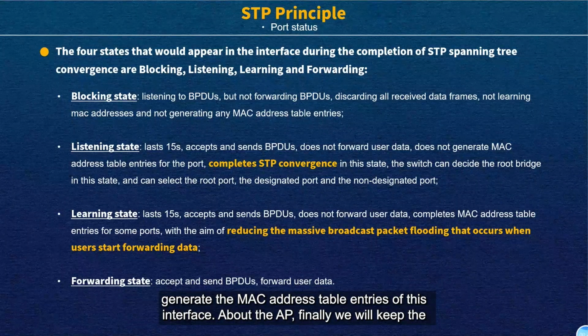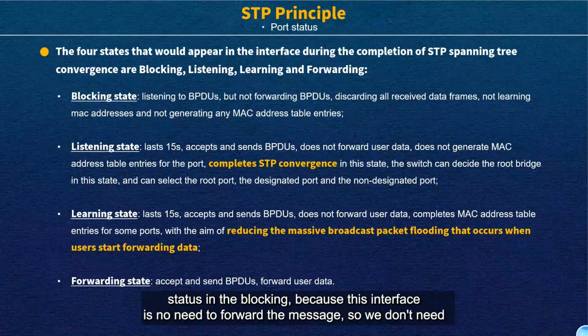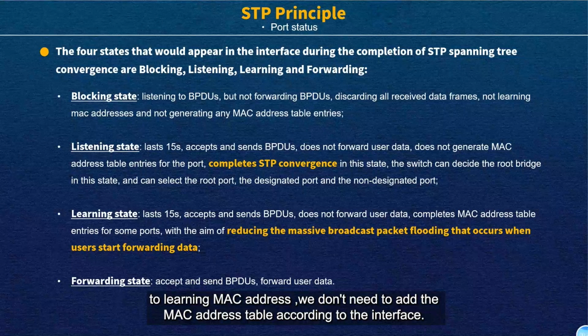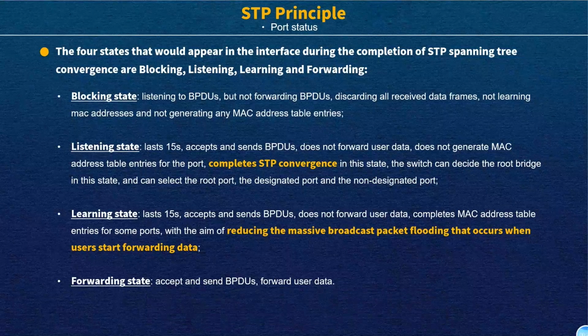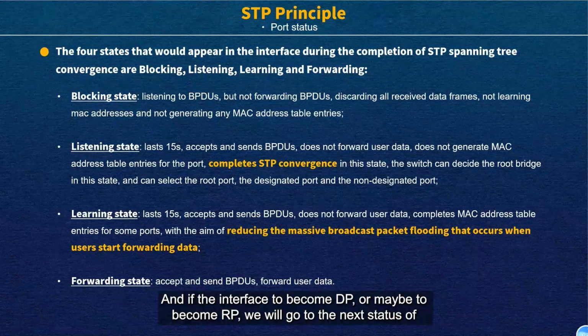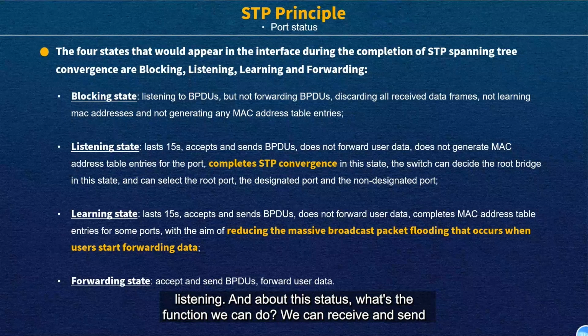About the AP, finally we will keep the status in blocking, because this interface does not need to forward the message. So we don't need to learn MAC addresses, and we don't need to add to the MAC address table according to the interface. And if the interface becomes DP or RP, we will go to the next state, the listening state.